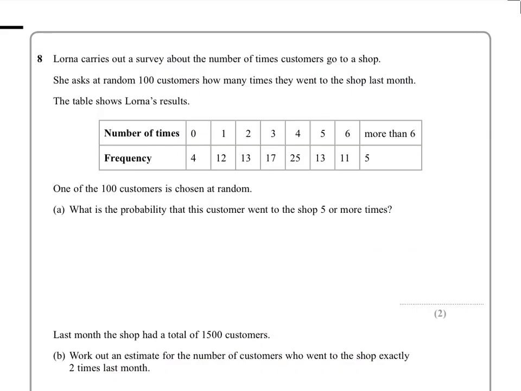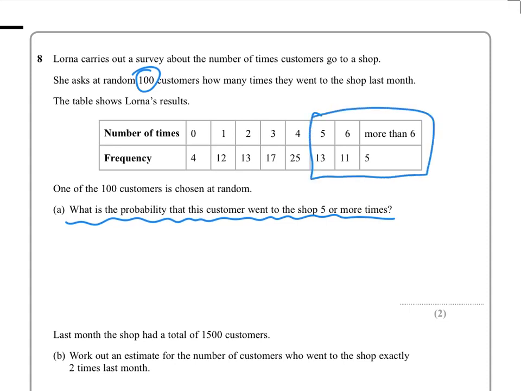So let's have a look at this question now. Again, there's quite a lot of information here, but it's basically saying what is the probability that this customer went to the shop 5 or more times. So you have to look at the table of information and you have to work out that 100 customers were looked at, and you have to work out the probability that this customer went to the shop 5 or more times. So we're basically looking at all of this information here.